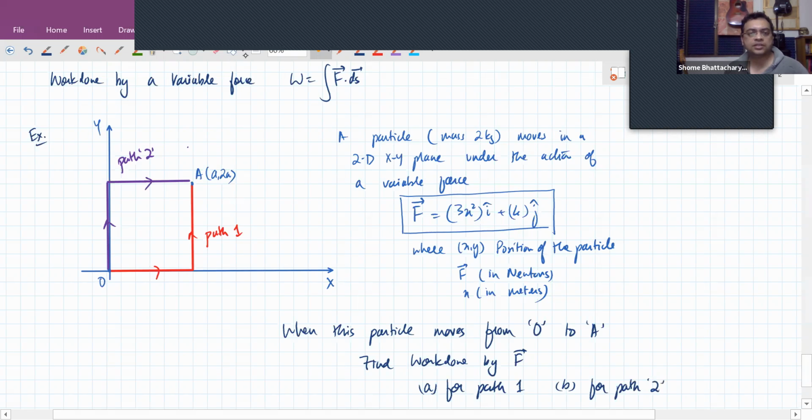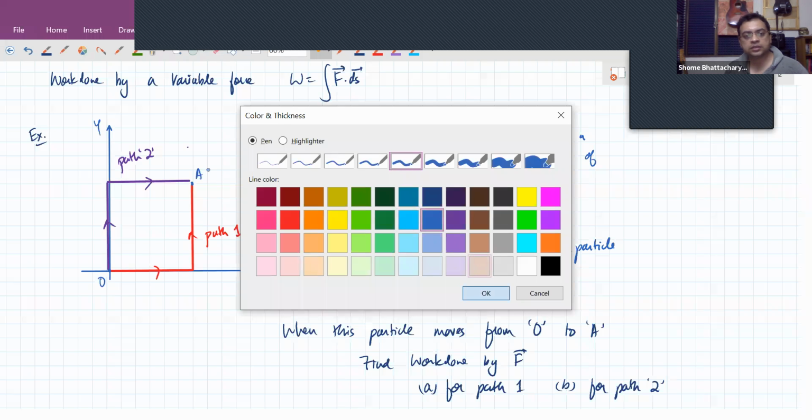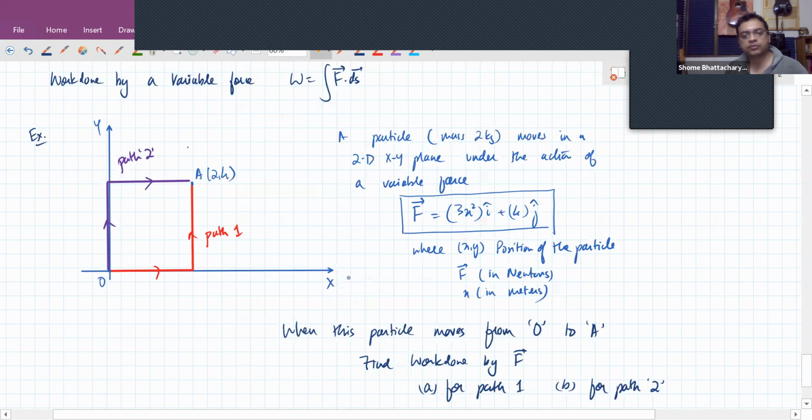And actually, instead of this, now let's take numerical values. So the coordinates are, let us say, 2,4 meters. X is in meters, Y is in meters.